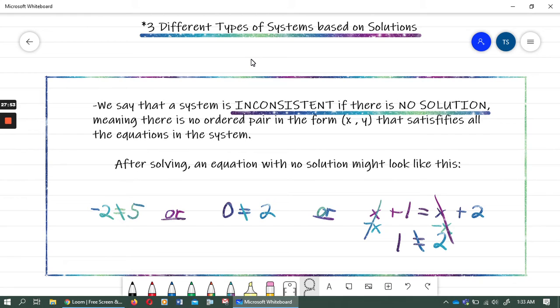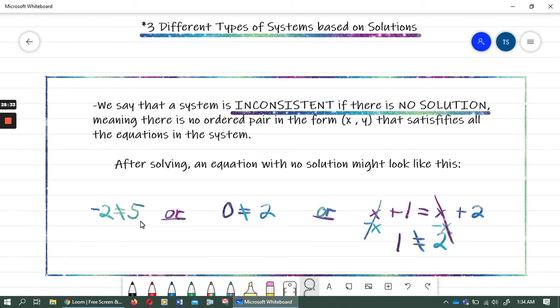Guys, it's very important for you to know that after you have solved an equation, so let's say you were trying to solve a system of equations, and you had gotten to the point where you were actually solving an equation, trying to find a variable, right? After solving, an equation with no solution might look like this right here. You see that? It might look something like -2 = 5.